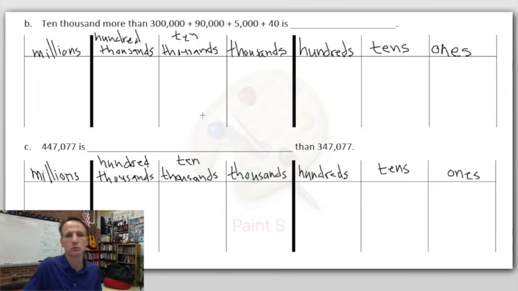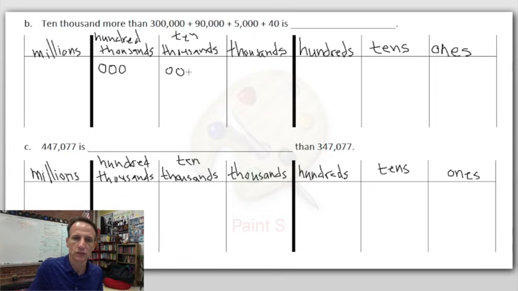Alright, letter B: 10,000 more than 300,000 plus 90,000 plus 5,000 plus 40 is blank. And this addend here is given to us in expanded form. There we go. So we have 300,000. So that's 3 in the 100,000s place. And I'll go on drawing disks, although I could draw numerals. I have 90,000. So that's right, 9 in the 10,000s place.